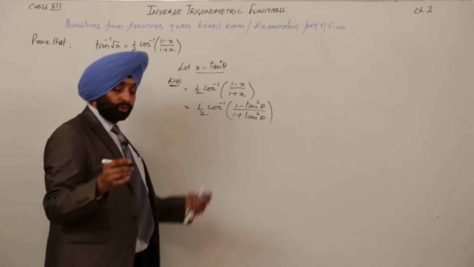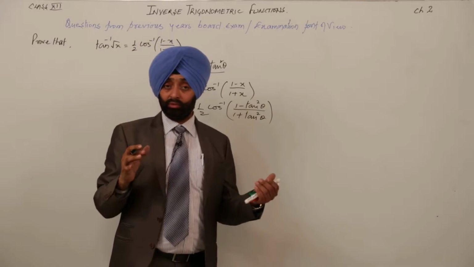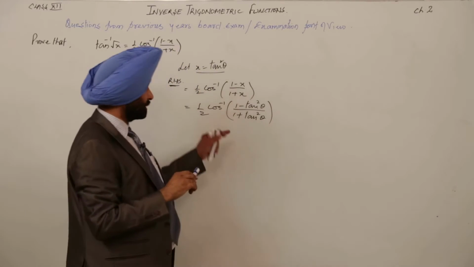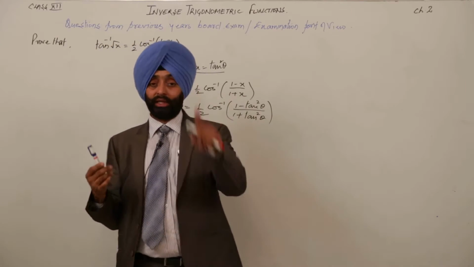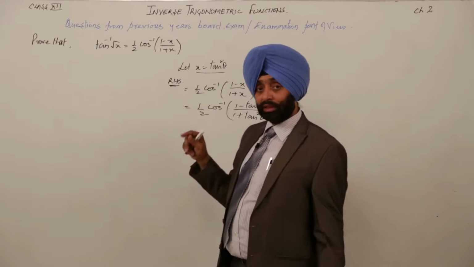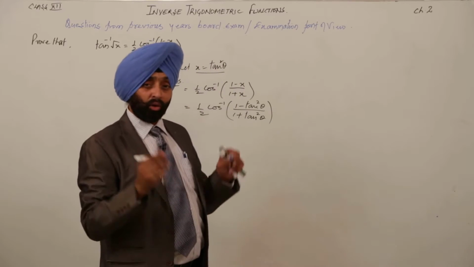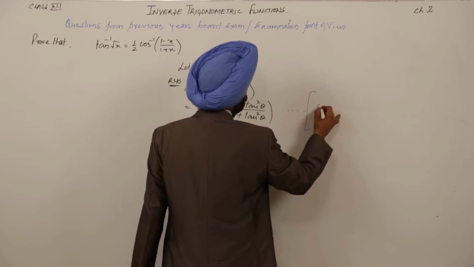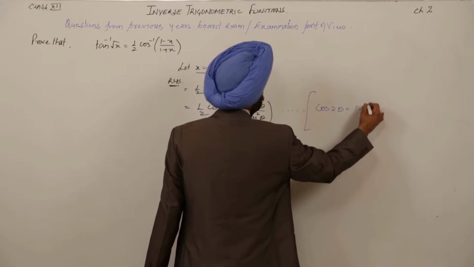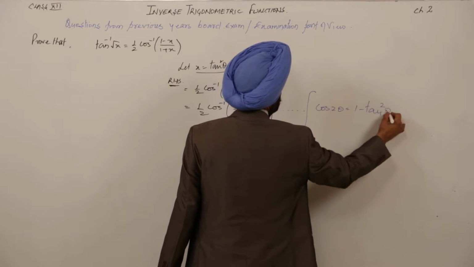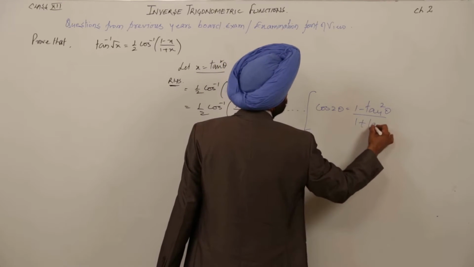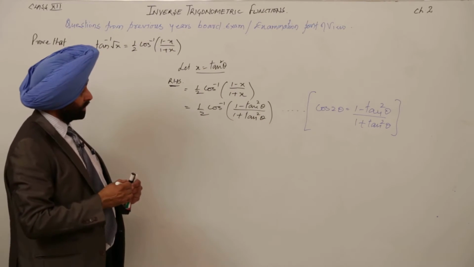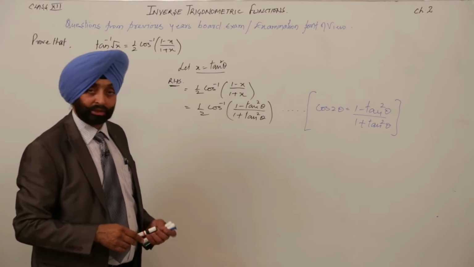Now who is going to tell me which formula we are going to apply here? Whether we should convert this into sin theta or cos theta. Cos theta, good, very nice. So we are going to convert this into cos theta, and always mention the formulas whatever you are using. Okay, let's write it. Cos 2 theta is equal to (1 minus tan square theta) upon (1 plus tan square theta). So this is the formula which we are using.